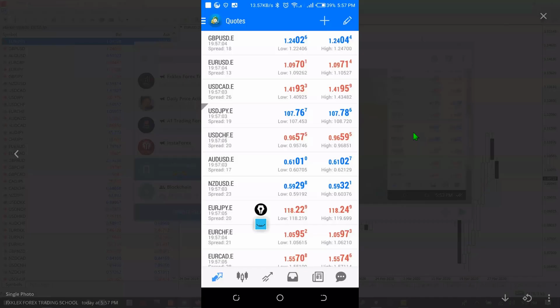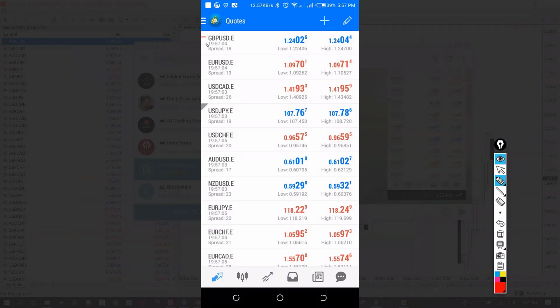Let me show you right here. Can you see this? Yes. So this directly indicates the spread. You can see the spread right here.